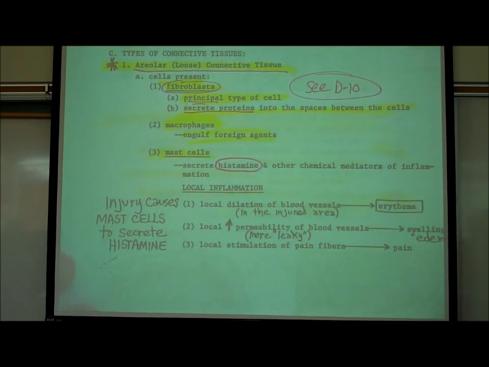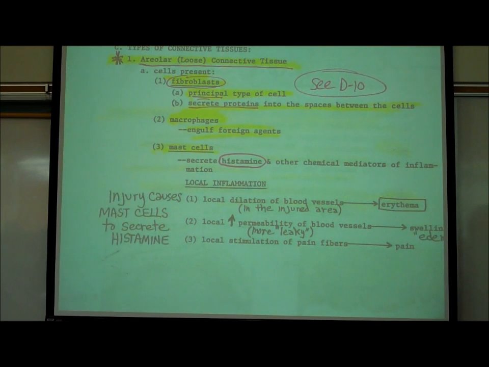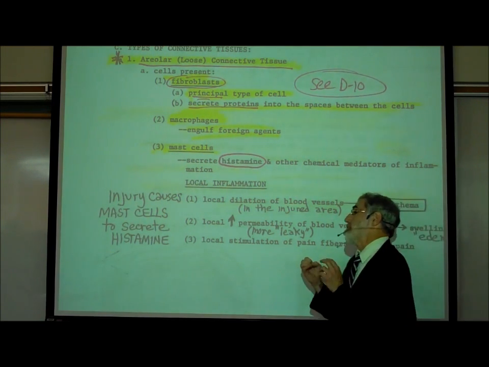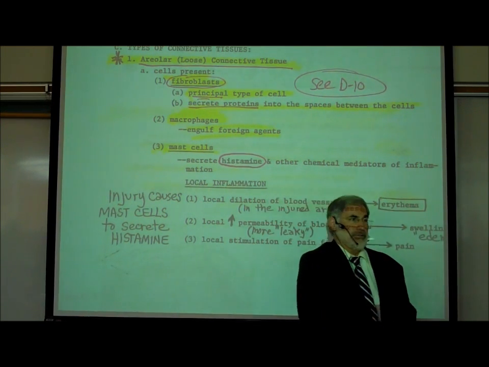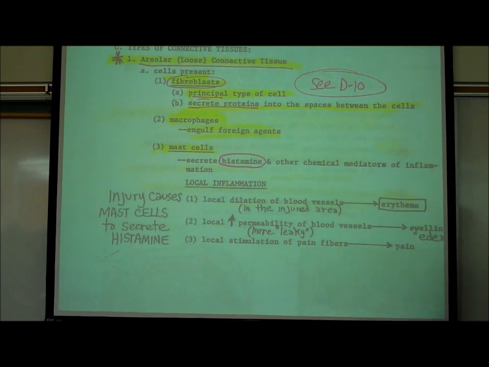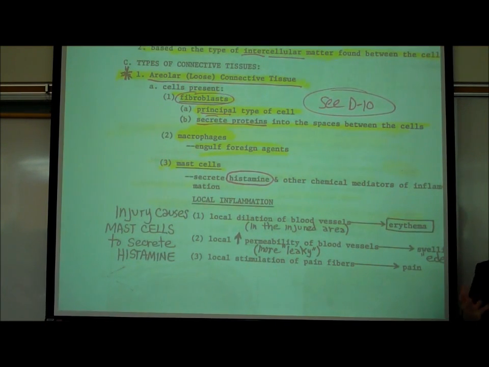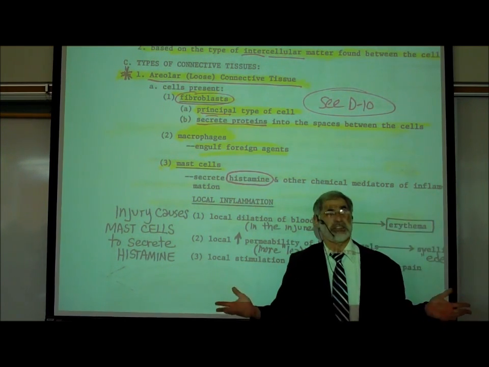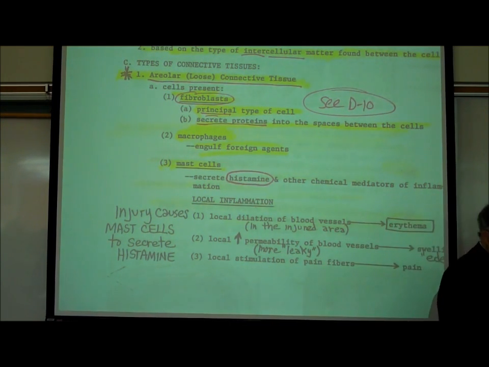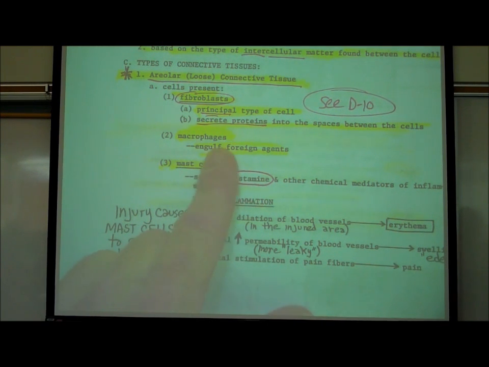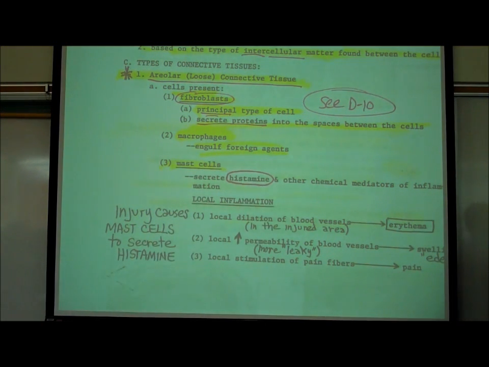Now, there are some other cells in this tissue. You don't have to recognize these cells. They're just going to appear purple also, just like the fibroblasts, but you should know about them. There are macrophages. The word macrophage literally means big eater. Macro is big, phage, phagocytosis means to eat. These are large cells that swallow up foreign agents, swallow up bacteria, swallow up viruses, and so on.